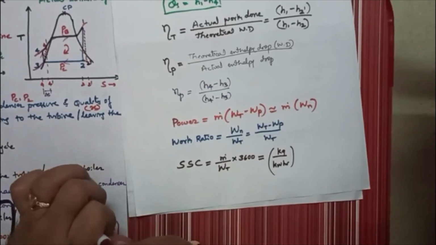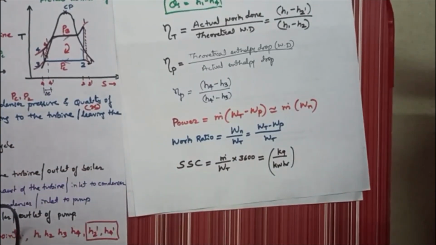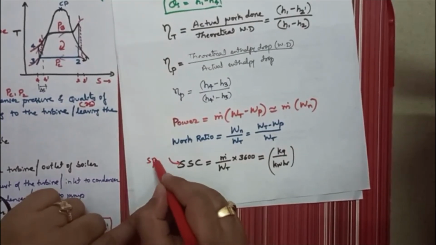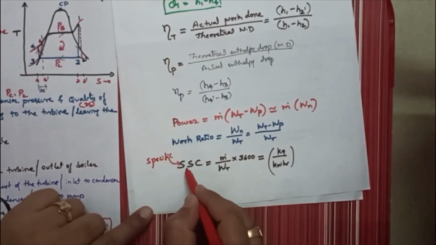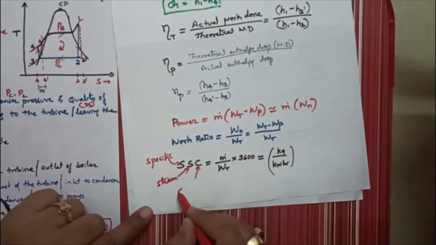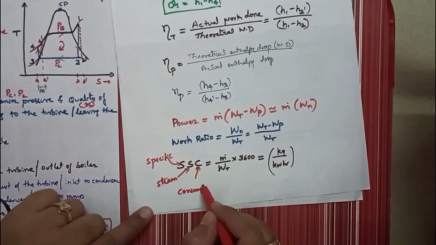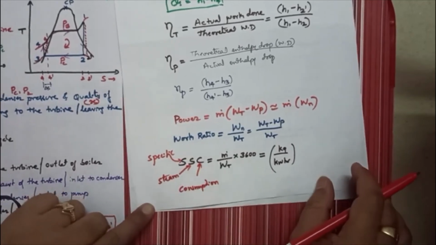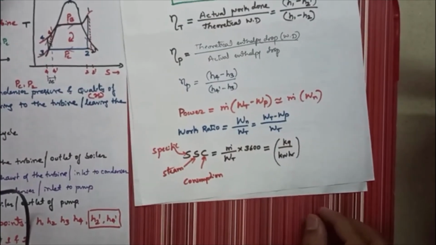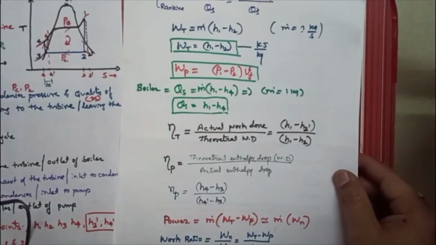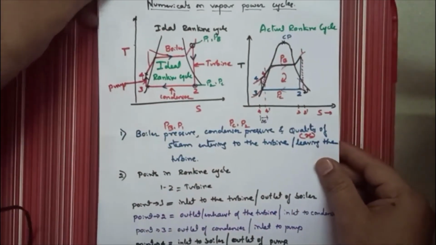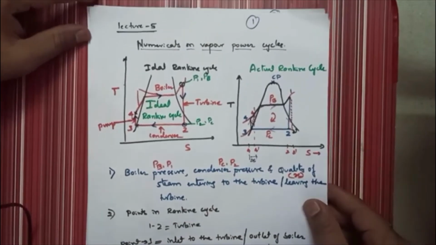So I write here specific steam consumption. These are the equations which are used for solving the numericals on vapor power cycles. Okay, so we will solve the first numerical now.